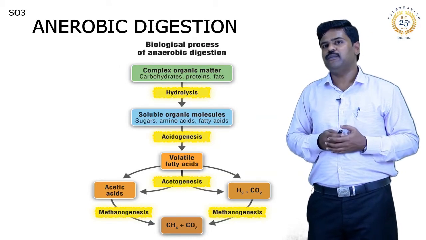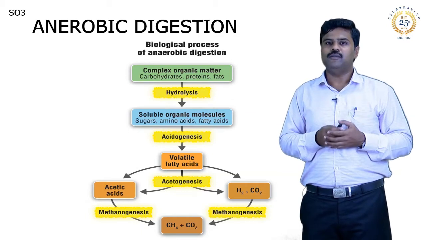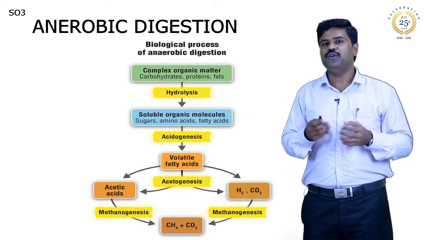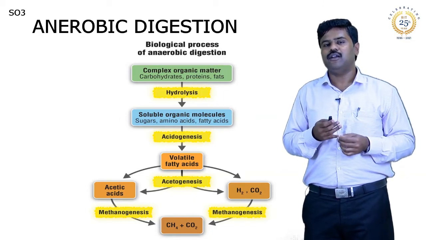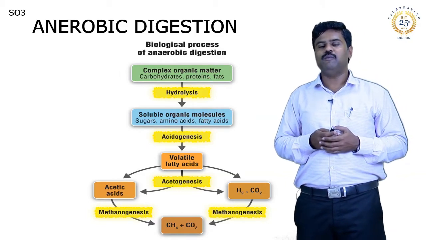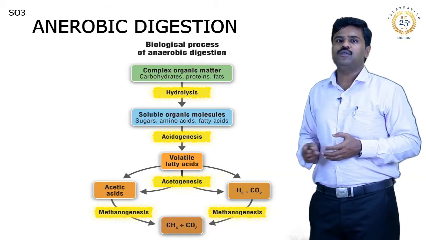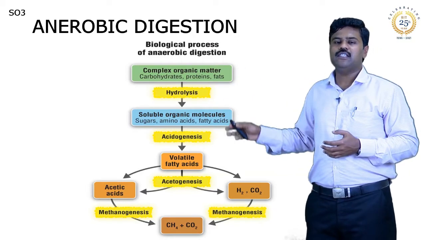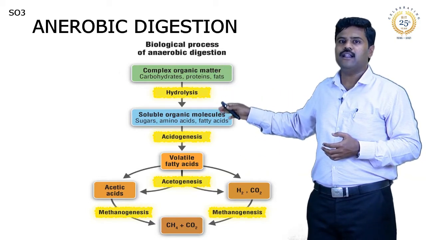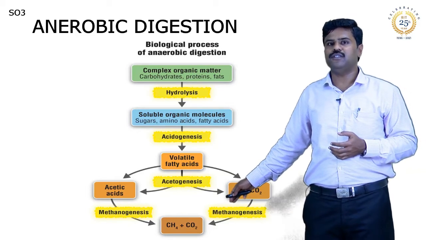Whatever waste we are putting inside the anaerobic digester, all this waste is going to be polymer. Like the food waste, if you take the chapatis, puris, sambar, everything is going to be polymer. It contains carbohydrates, proteins and fats. Bacteria will not consume the polymers, so we need to convert these polymers into monomers. For that purpose, in anaerobic digestion, there are 4 steps followed. One is the hydrolysis, another one is the acidogenesis, another one is the acetogenesis, and finally the methanogenesis.